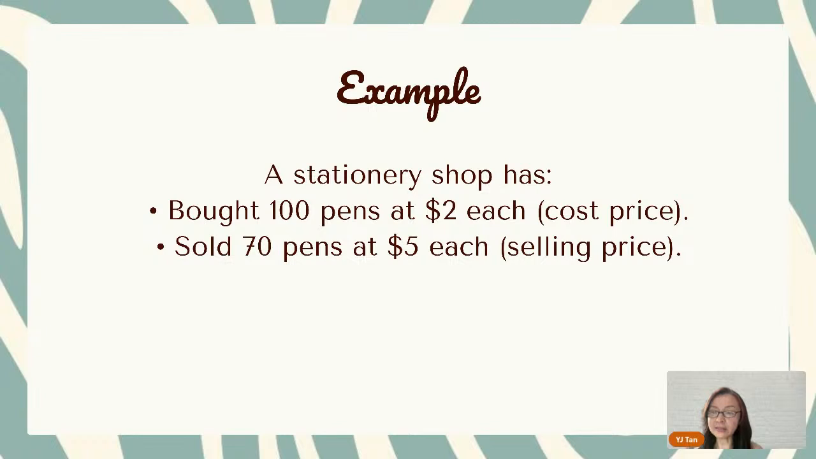Okay, the slide itself, sorry. For example, a stationery shop. The owner purchased 100 pens at $2. When this happens in our normal bookkeeping process, what will we do? We will debit purchases with 100 times 2, which is the value of $200, as a cost price in the debit purchases account.